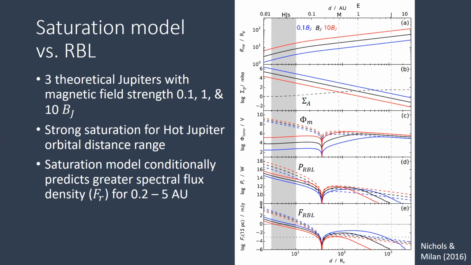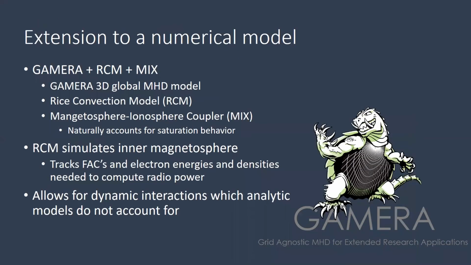And so if you know anything about modeling planetary magnetospheres, you know the next step is to do MHD, and so that is what we have done. We are trying to take the steady state models and add in more dynamics to them. And so we're using this new coupled code, the Gamera MHD model with RCM and MIX.